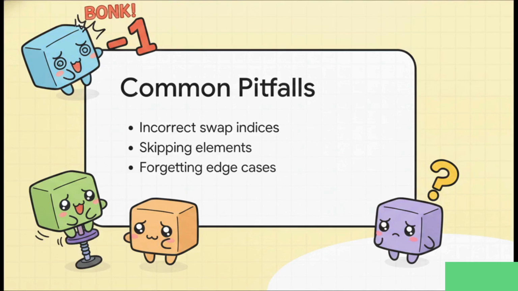Second trap, skipping elements. If your loop boundaries are even slightly off and you don't iterate exactly to the midpoint, you might overwrite data or leave the middle elements completely untouched. And finally, forgetting those edge cases. Always add a quick check at the start of your function to immediately return if the array is null, entirely empty, or only contains a single element. It saves processing time and, more importantly, prevents unexpected crashes.